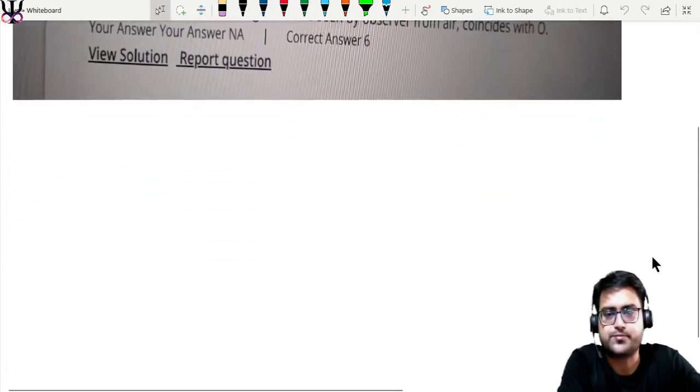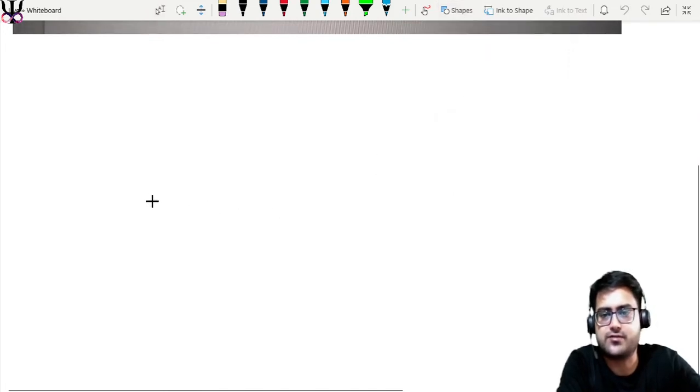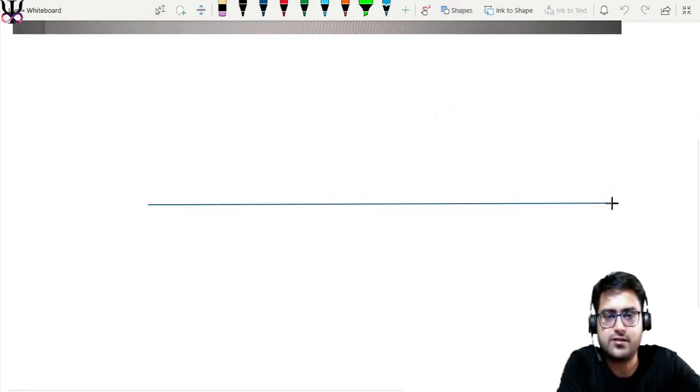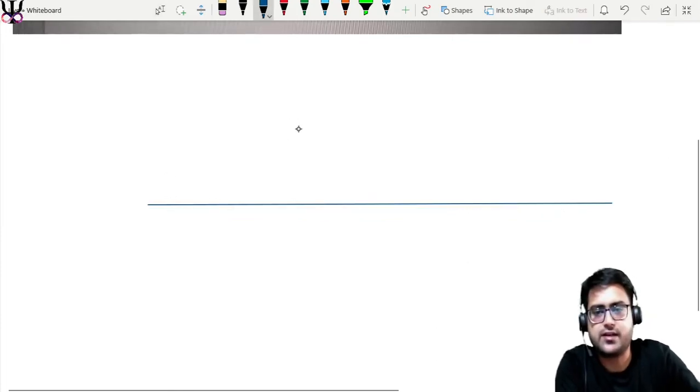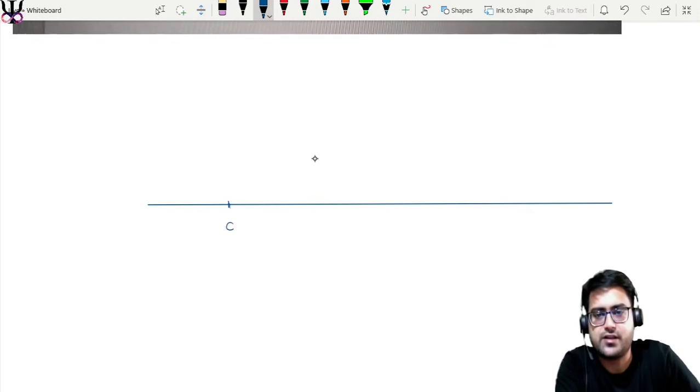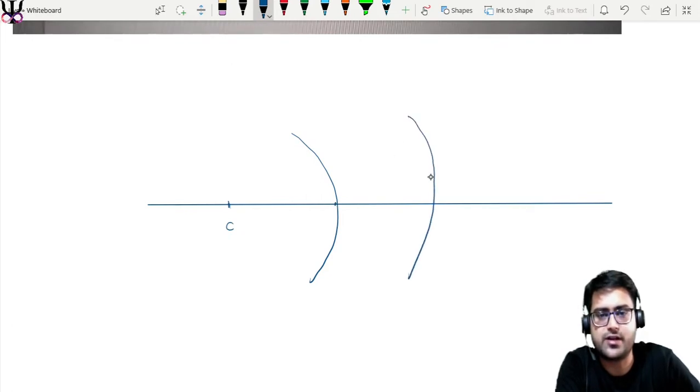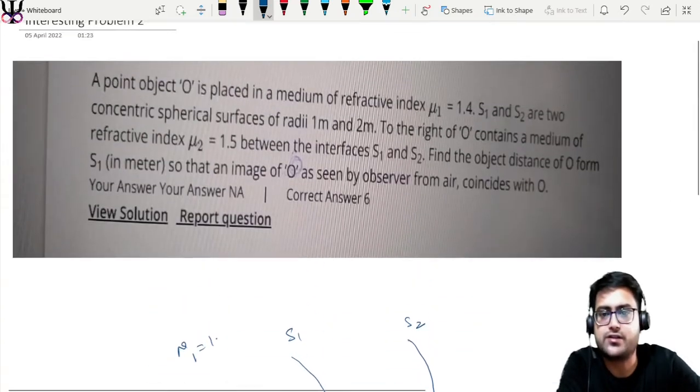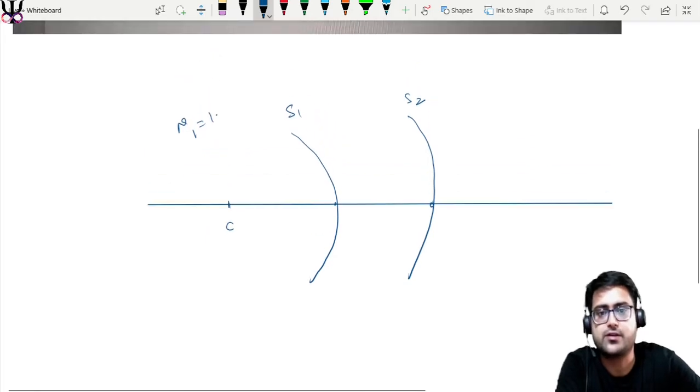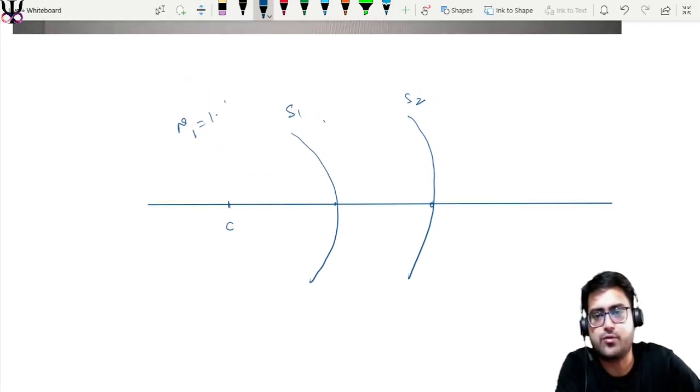So let's follow. We will start with a straight line. In the straight line, let's say that there is a center of curvature C. There is some spherical surface here, S1, and if this distance is 1 meter, then this distance is also going to be 1 meter, right? So this is S1 and this is S2. This is going to be medium 1, which is 1.4. This is mu2, which is 1.5. This is, let's say, air, which is 1.